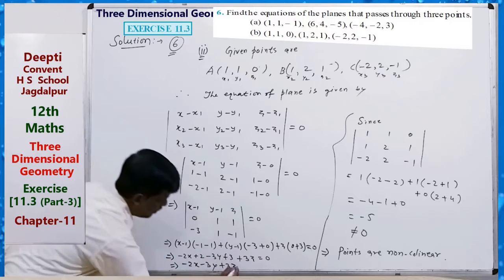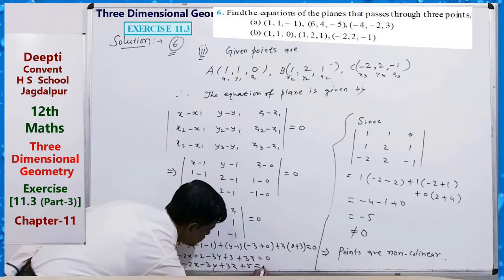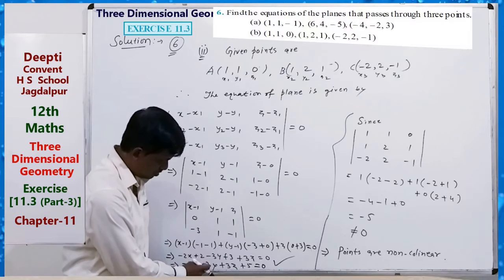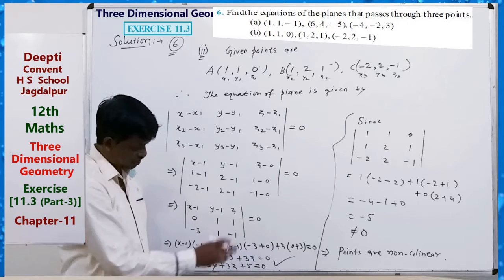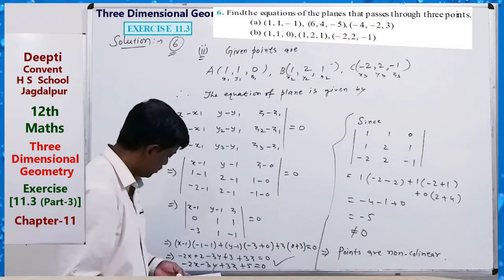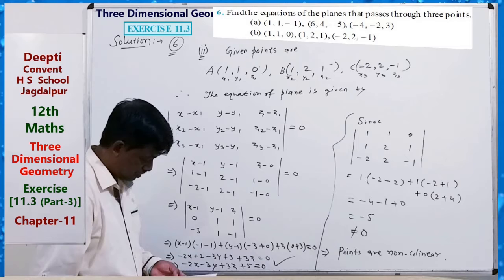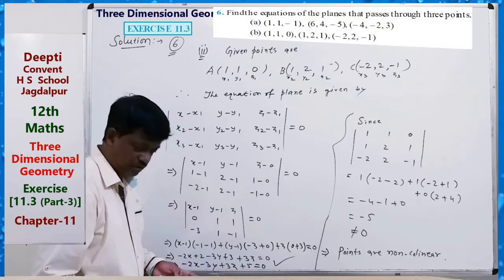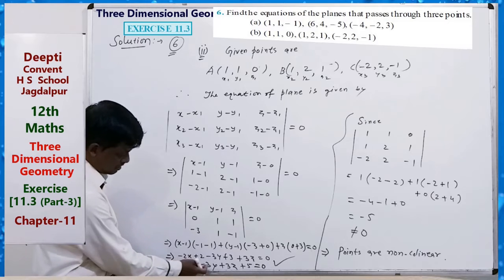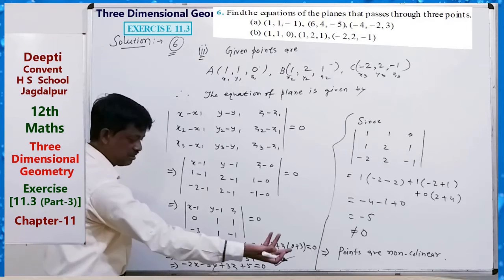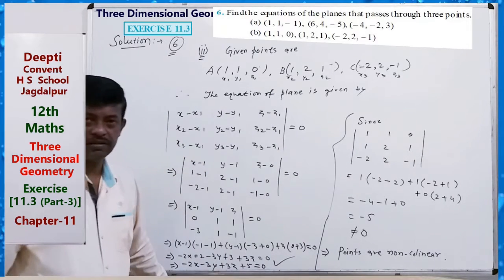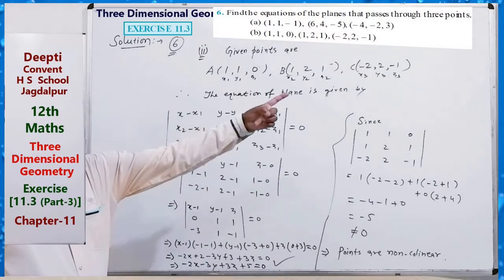2 plus 3, 5 plus 5 equals to 0. So this is our solution. Okay, minus 2x minus 3y plus 3z plus 5 equals to 0. So you can get the solution 2x plus 3y minus 3z minus 5 equals to 0. Okay, so you can write it as plus here, minus, that is the solution. This is the equation of the plane passing through these three non-collinear points.